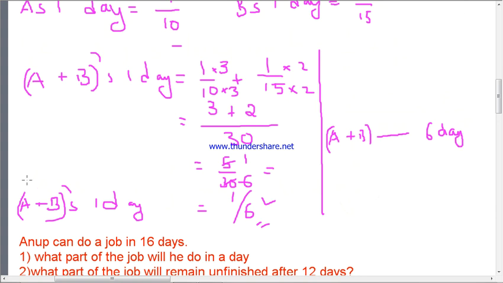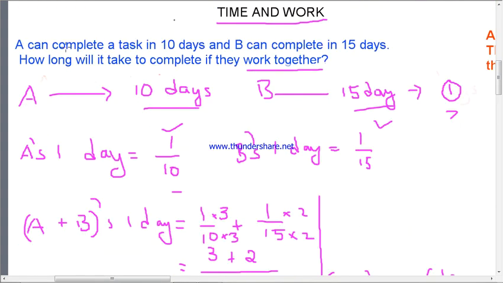You understood? Very simple. I'll revise it again. A can complete the work in 10 days, B can complete it in 15 days. What are they doing? They are doing one same job, so this is considered to be one whole job. For this one job, you have to find A's 1 day work.